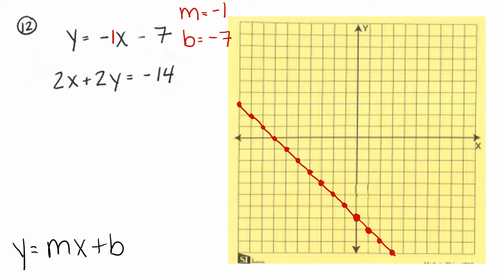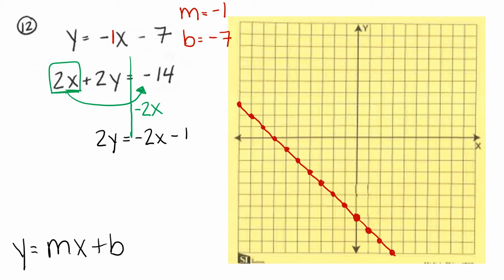Now, 2x plus 2y equals -14 is not in slope-intercept form. The y value is not in front, the mx is not in the middle, and the plus b is not at the end. So we need to rearrange the problem. We start by moving our 2x piece because the 2x needs to go to the middle. Now, when we move 2x, it becomes the opposite. It becomes a -2x. So rewriting our equation, we still have the 2y, but we now have a -2x and a -14.